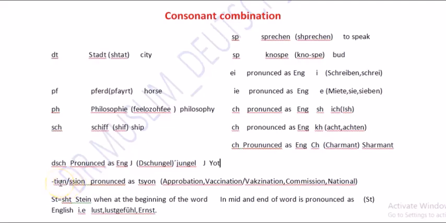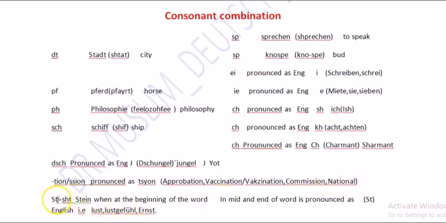In the next one, we have in English these two endings. When they come at the end of words, we pronounce them like shen and zhen, like combination and commission. But in German, how are they pronounced? They are pronounced as tsion. For example, approbation in English, but in German we say Approbation. In English we say vaccination. In German we say Vakzination. In English we say commission. In German we say Kommission. In English we say national. In German we say national.